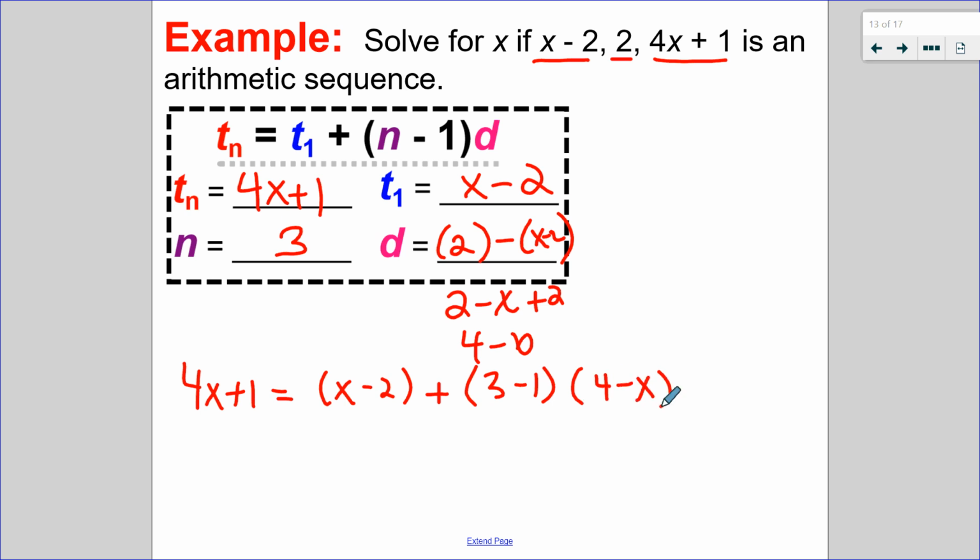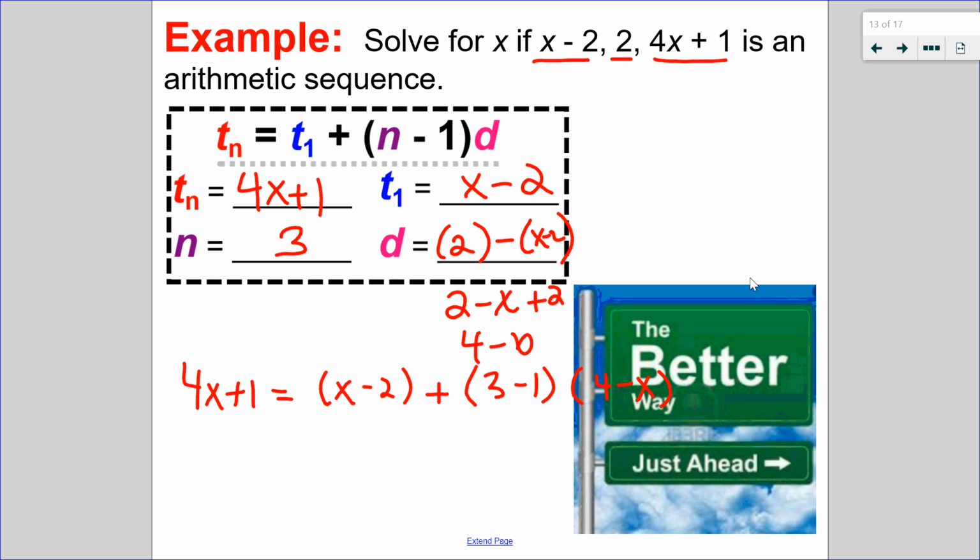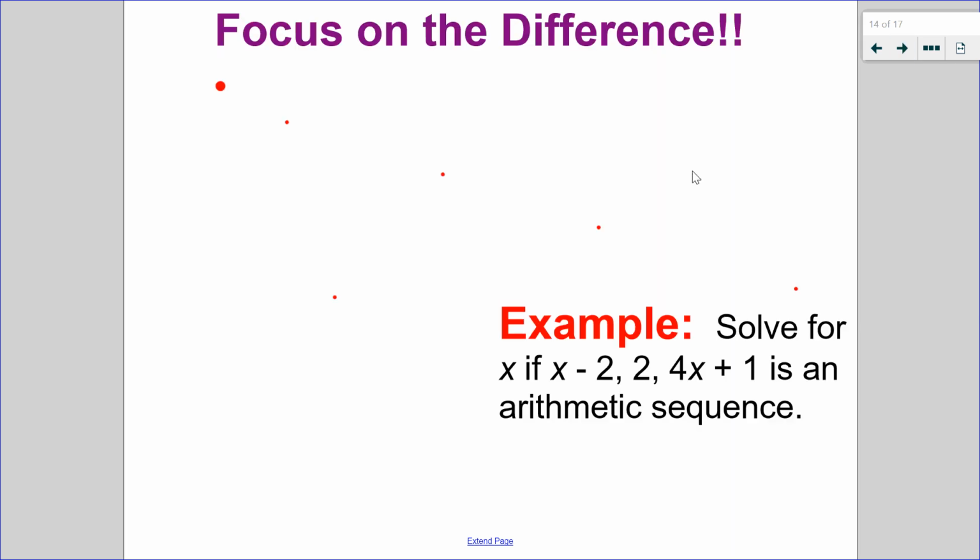So I can definitely solve this equation, but there's actually an easier way of doing this. There is a better way just ahead. This way would totally work, but I just want to show you another way of doing it. You can continue solving this one on your own if you like this way of doing it, but I want to show you, in my opinion, a better way of doing it. And this is focusing on the difference. If you truly understand what a difference means, there is an easier way of doing this question.